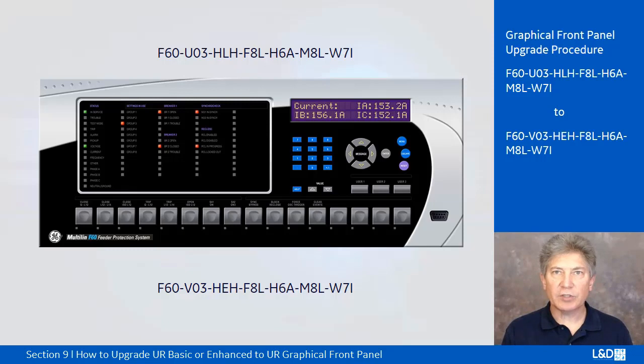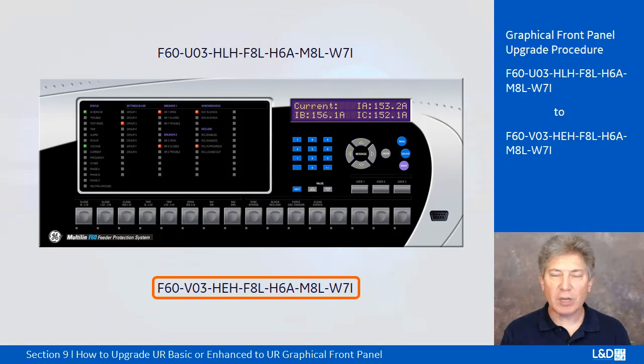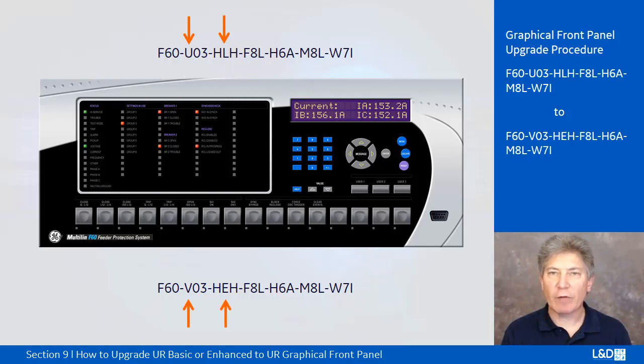This video will take us through the steps to convert the F60 enhanced front panel with this order code to an F60 graphical front panel with this order code. So the graphical front panel upgrade procedure will be the same regardless of the UR type. The part numbers of the front panel, CPU module, and power supply module will depend on your relay configuration. We'll convert an F60 with a U-type CPU to a V-type CPU module, and of course the enhanced display with push buttons will be converted to the graphical display.